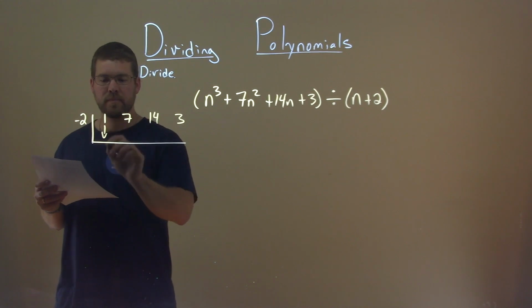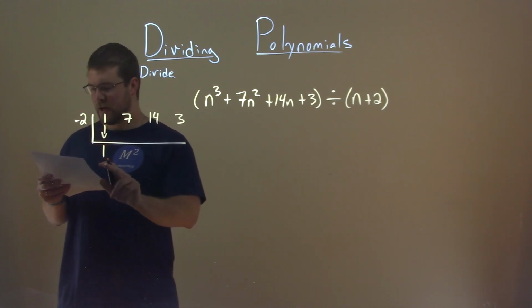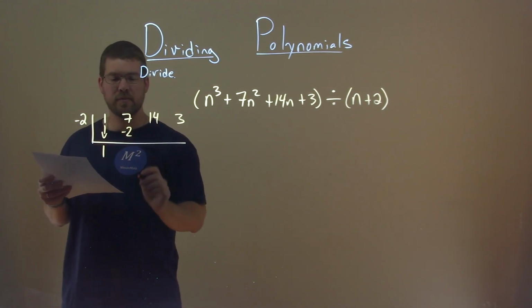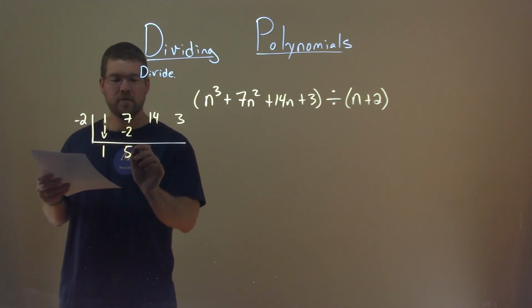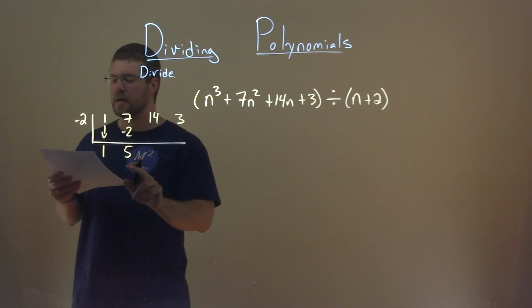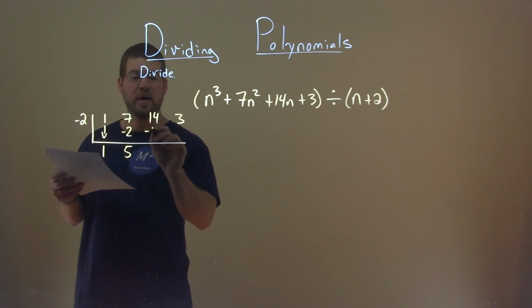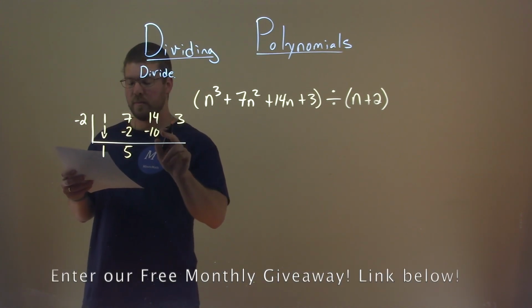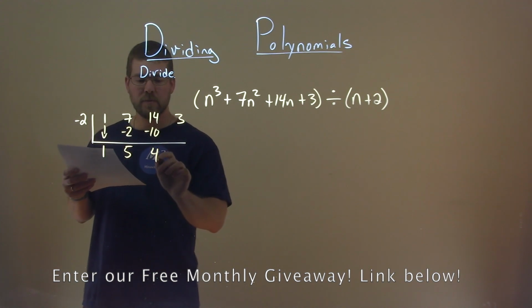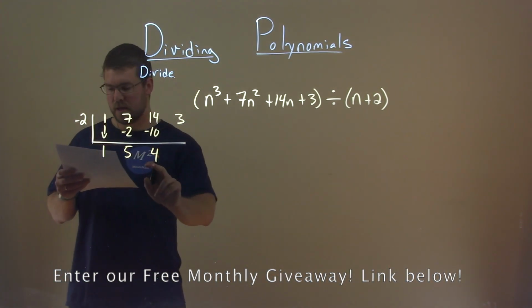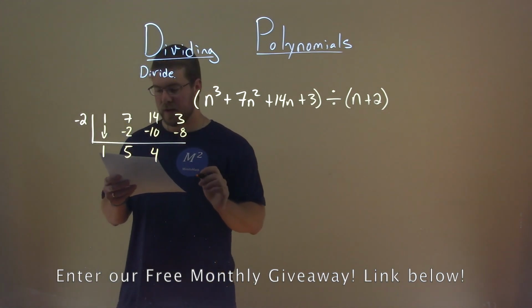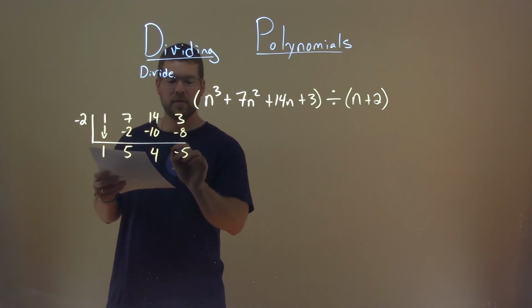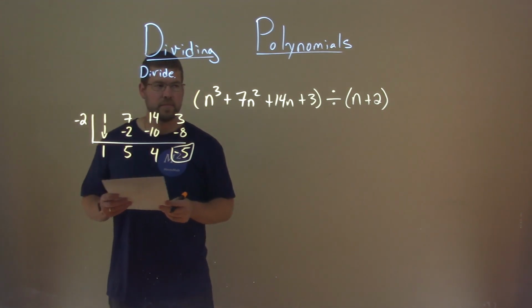Bring down the 1. Negative 2 times 1 is a negative 2. Add the two. 7 plus a negative 2 is a 5. Negative 2 times 5 is, well, a negative 10. 14 plus a negative 10 is a positive 4. Negative 2 times 4 is a negative 8. 3 plus a negative 8 is a negative 5, and that's our remainder.